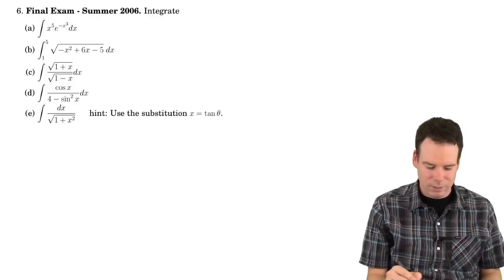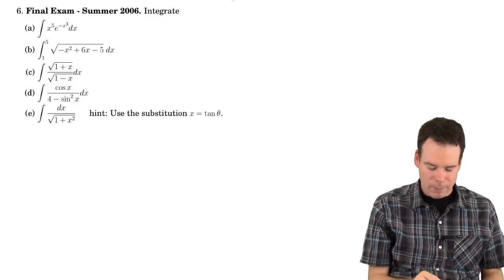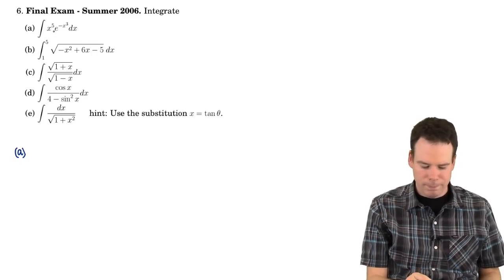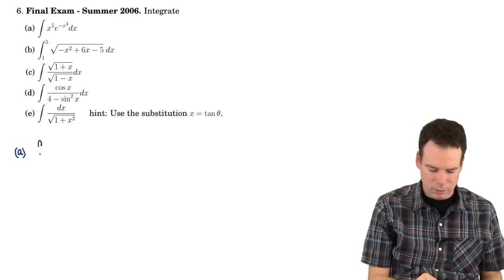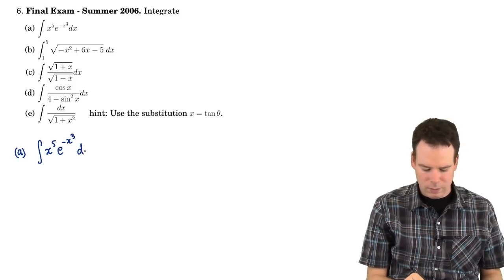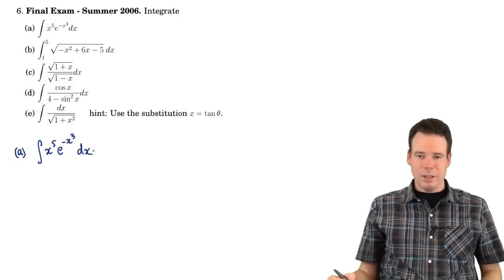Okay, so here's our last 5 examples. Let's have a look through these ones. This first one, the integral of x to the 5th e to the negative x cubed dx.